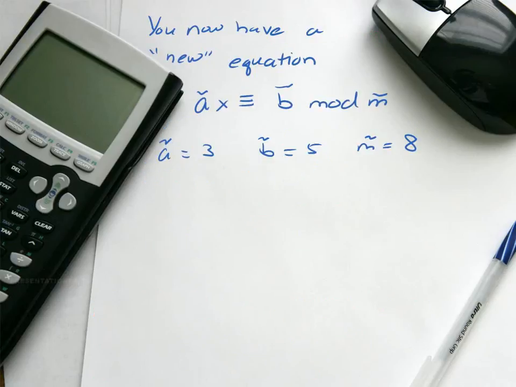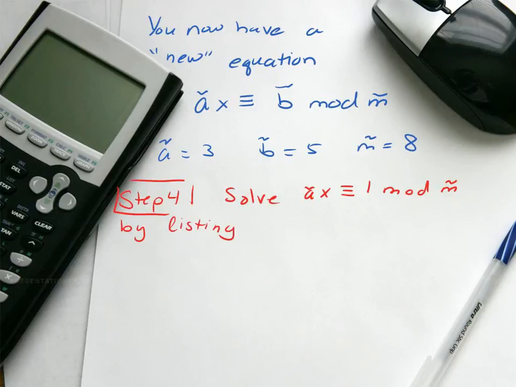Okay, so now you have a new equation, a reduced equation, and I'm going to mark this as A tilde, B tilde, and M tilde because I want to refer back to them so you know which step I'm talking about. So the A tilde in this case was 3, the B tilde was 5, and the M tilde was 8. So I'm going to solve A tilde x is congruent to 1 mod M tilde.